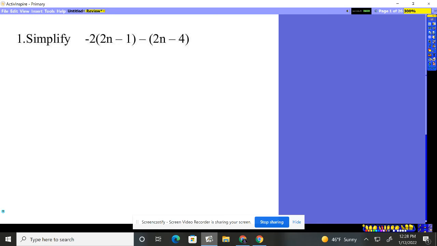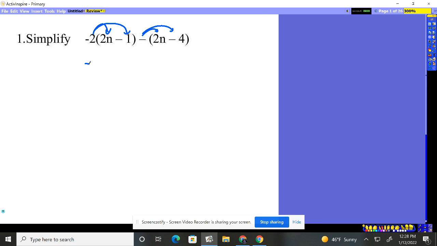Problem 1, simplify this expression. Well, we're going to go ahead and distribute the -2 through to each of these pieces. And then we'll have to distribute this negative sign through to each of those pieces. So let's start here at the beginning.